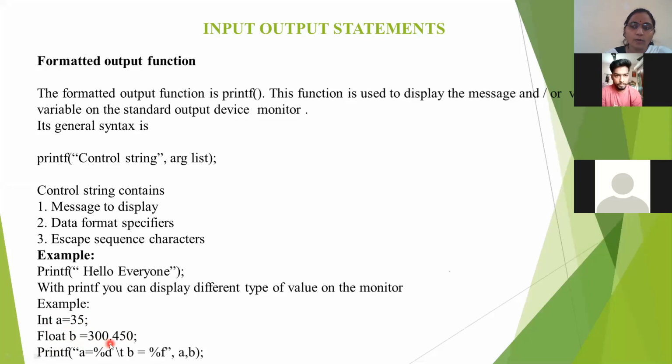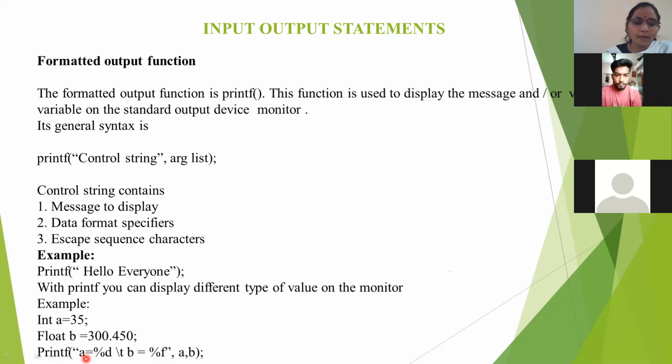And as it is a real value, it must contain the decimal point. It must consist of a fractional part. Here .450 is the fractional part and 300 is the integer part, and the whole is called a real number. Suppose I want to display the value of both a and b, then how to use the printf statement? In the control string, you use a equal to. Suppose you want the output in the format a = 35 and b = 300.450, then you must write the a equal to part.